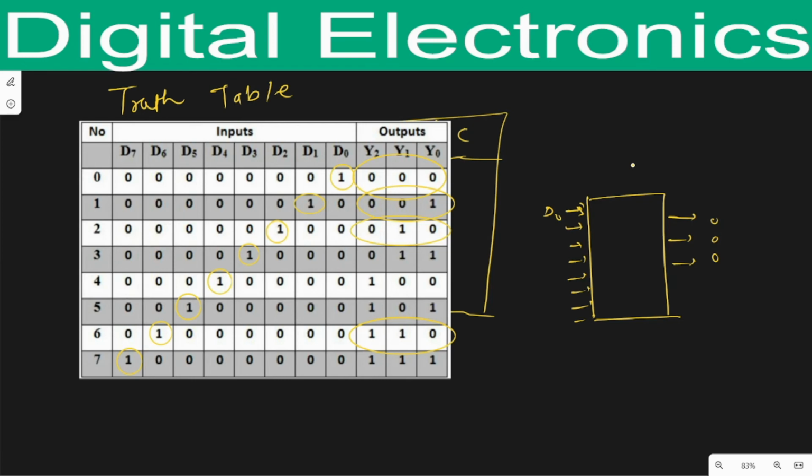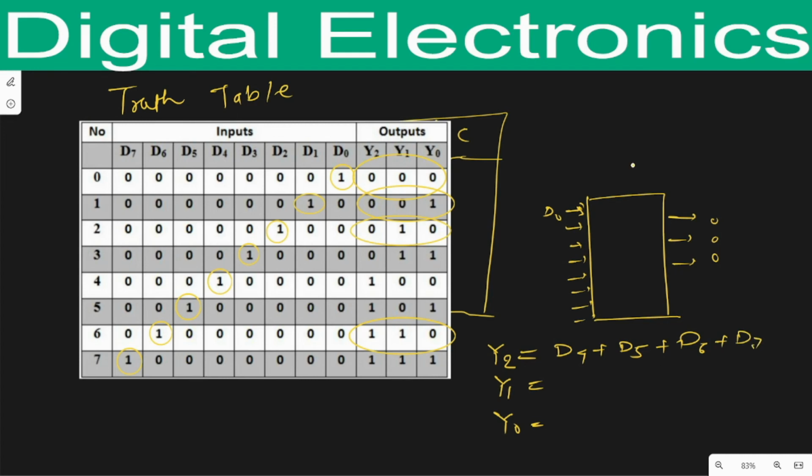Now, after making the truth table, we will calculate the equations for the outputs. Here 3 outputs are there, that is y0, y1 and y2. When we take the equation for y2, we check how many ones are there. There are 4 ones: this one is for D4, this one is for D5, this one is for D6, and this one is for D7. So for y2 the output equation will be D4 plus D5 plus D6 plus D7.